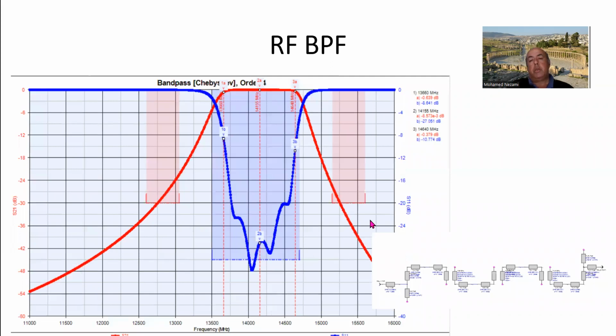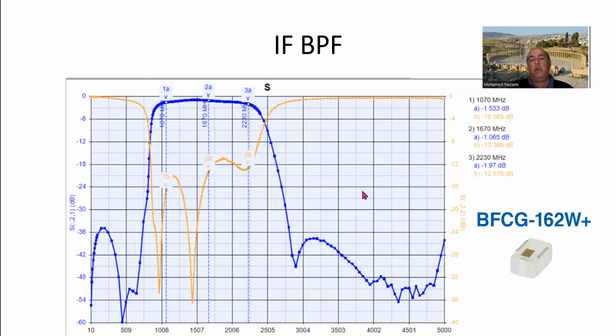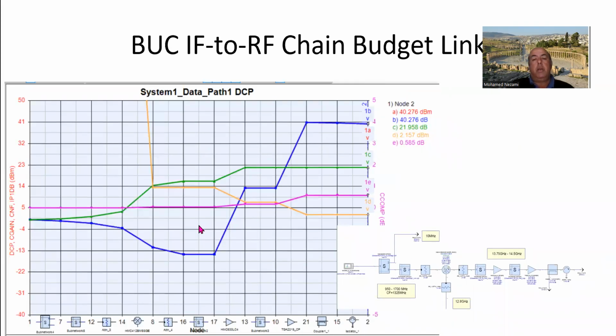The other filter we design is the bandpass filter for the upper sideband, the transmit filter. The IF filter, like I said, is basically provided. It's a surface mount ceramic chip from Mini-Circuits. And here is the performance. I will show you in a minute on the simulator.